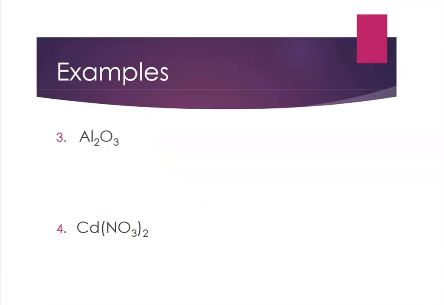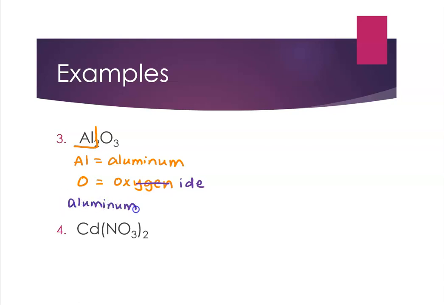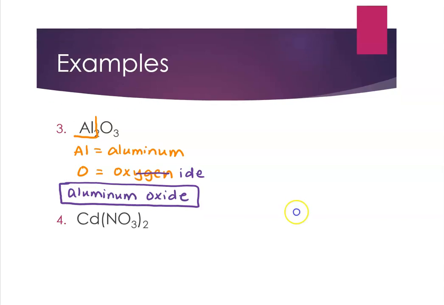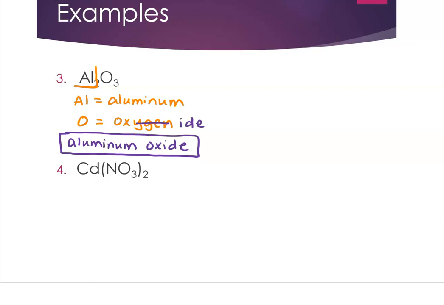Let's look at a couple more. Here we have Al2O3. Only two elements means no polyatomic ions, so I'm just going to separate out my two elements. The number of each element that I have, again, doesn't matter because it's an ionic compound. Al is aluminum, O is oxygen, but because oxygen is an element, I have to change it to IDE. And I'm only changing IDE for the second element. So the first element never changes names, right? So aluminum oxide.